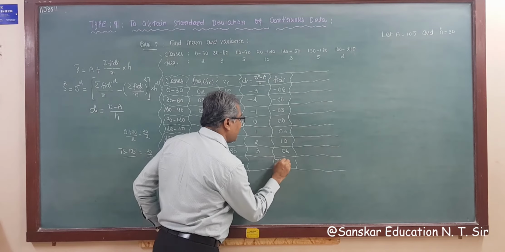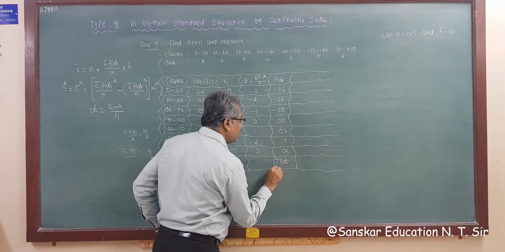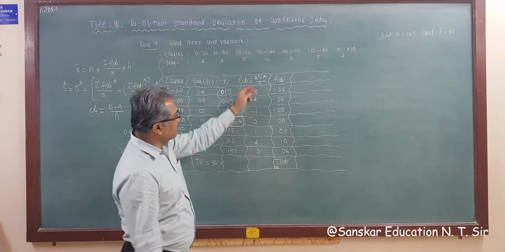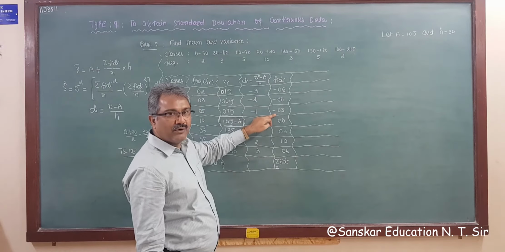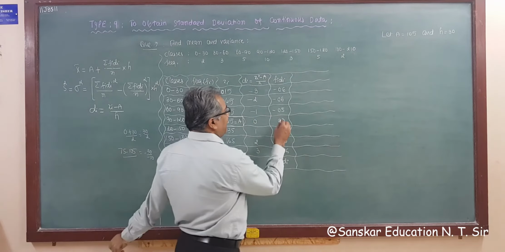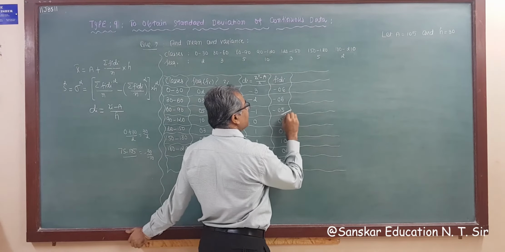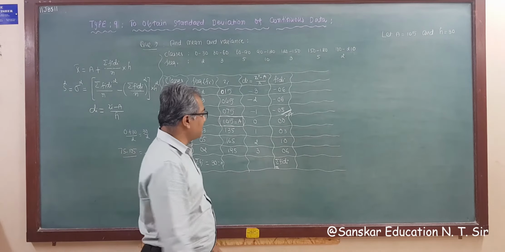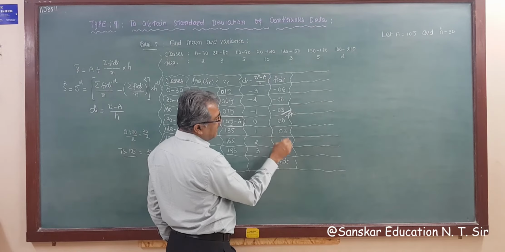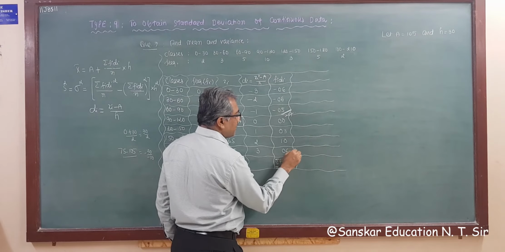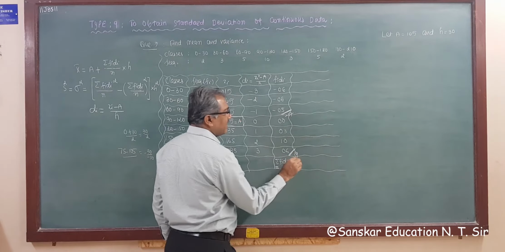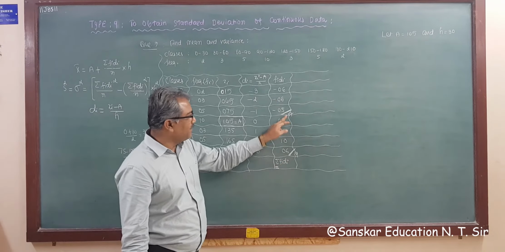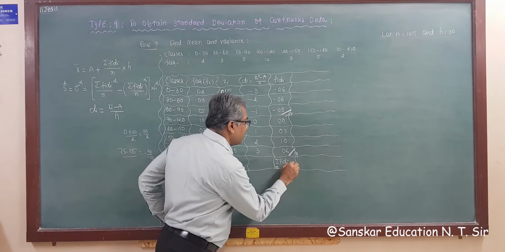So sigma fi di is equal to, now the sum of this: 12 minus 5, that is minus 12 minus 5, minus 17. So the sum of these negative numbers is minus 17. And the sum of these is 16 and 3, 19. Right? So 19 minus 17 is 2. So sigma fi di is 2.